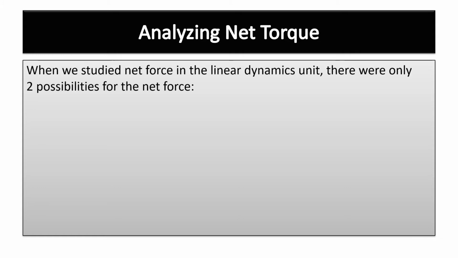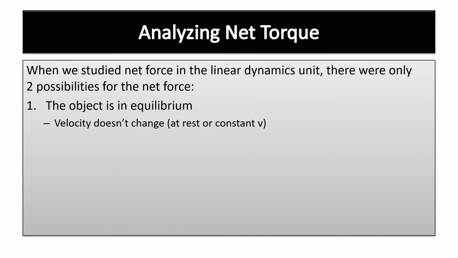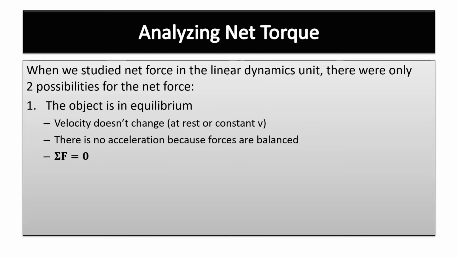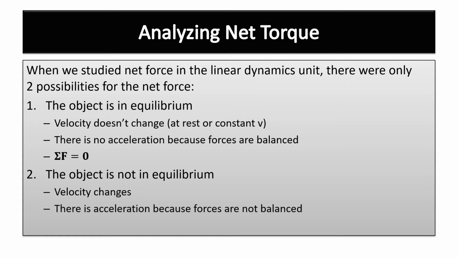Before we talk about moment of inertia, let's talk about analyzing net torque, because it'll show us the importance of knowing this. What the heck is moment of inertia? When we studied net force in linear dynamics, there were only two possibilities. Either the object was in equilibrium, meaning the velocity didn't change, it was at rest or at a constant velocity. There was no acceleration because the forces are balanced, and the net force was equal to 0 newtons. If it wasn't in equilibrium, then the velocity is changing. There is acceleration because the forces are not balanced, and the net force was equal to m times a.